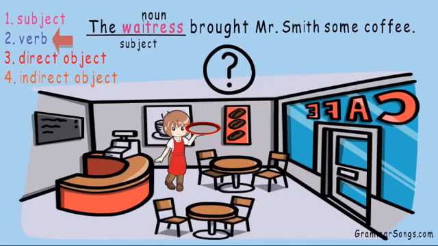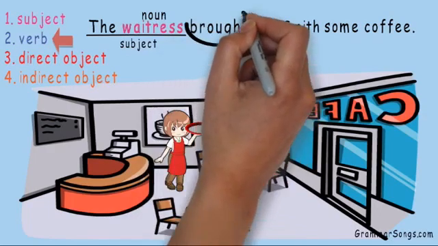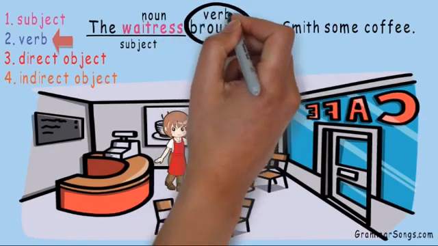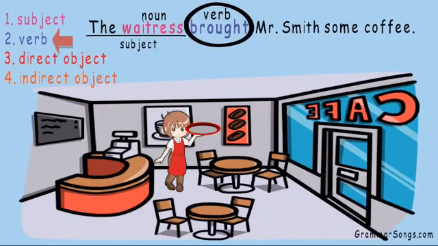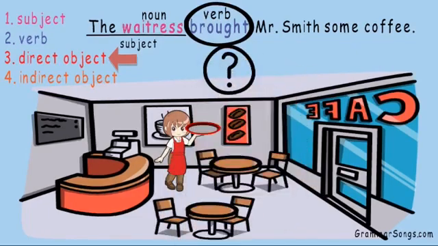Next, we need to find the verb. Do you see a word that shows action? What did the waitress do? Brought. The waitress brought. Brought is a verb. Next, we need to find the direct object. We need to find the noun, proper noun, or pronoun that received the action. We need to ask ourselves, the waitress brought what? What did the waitress bring?